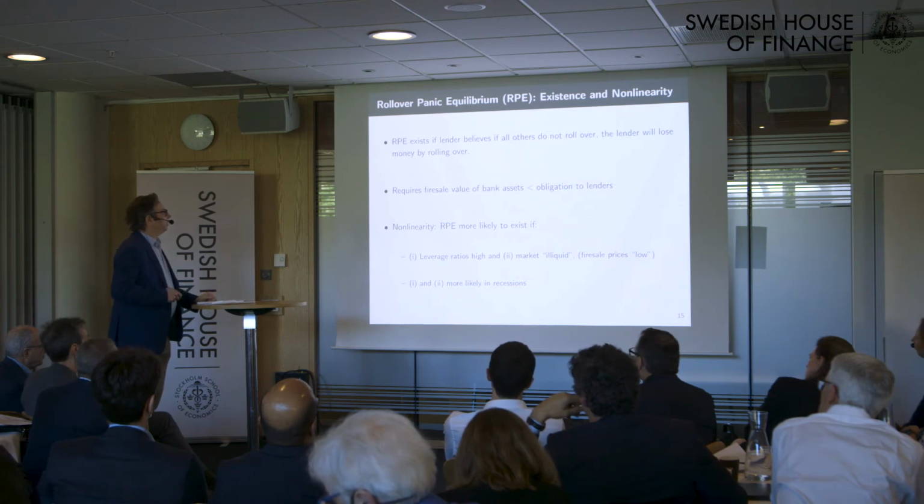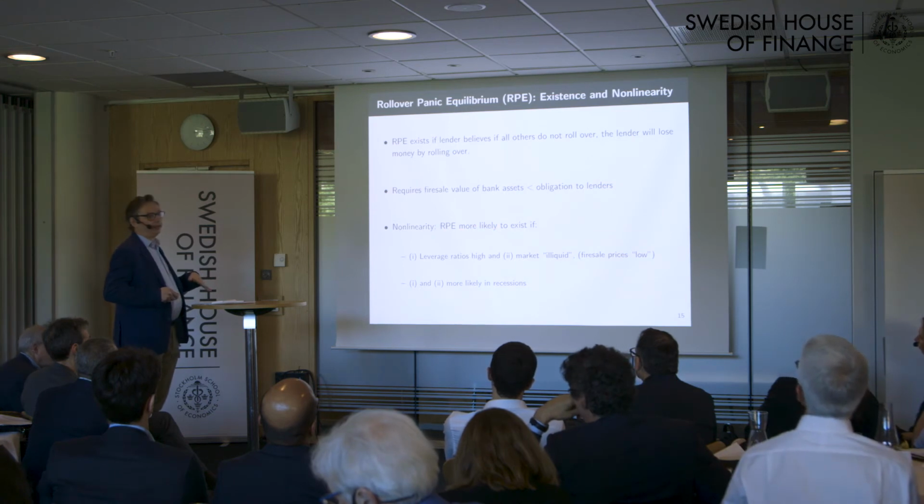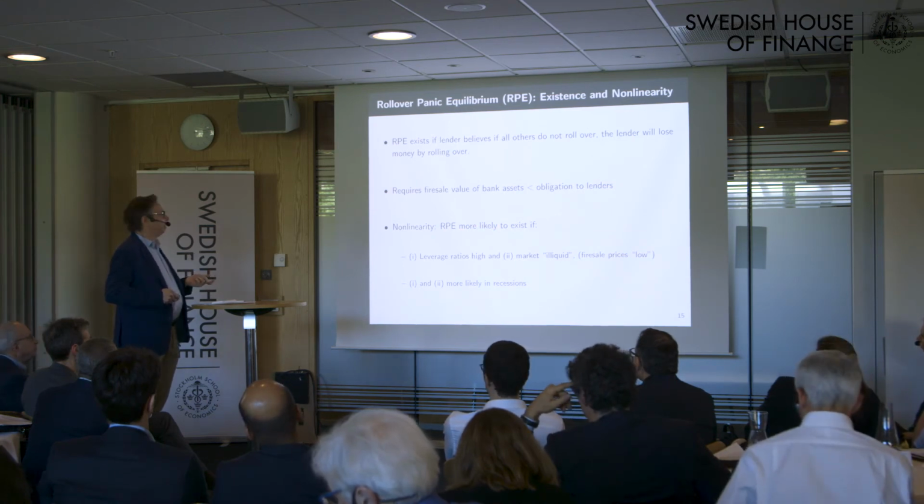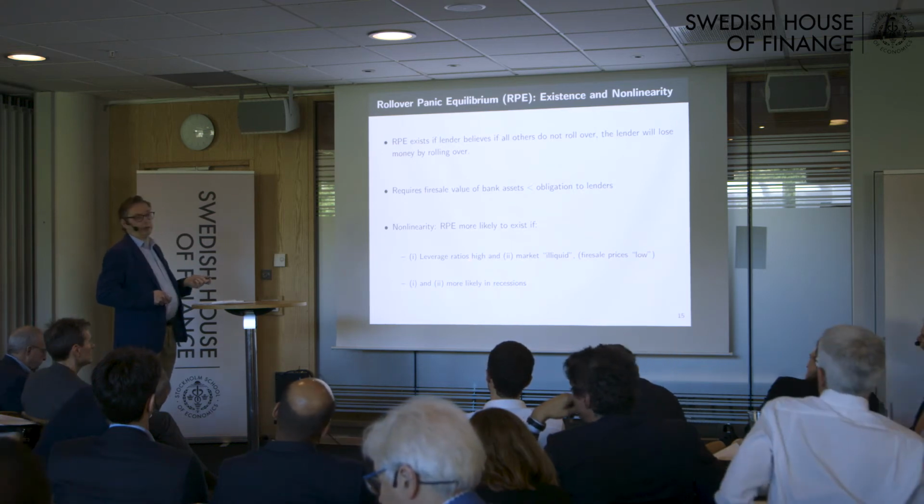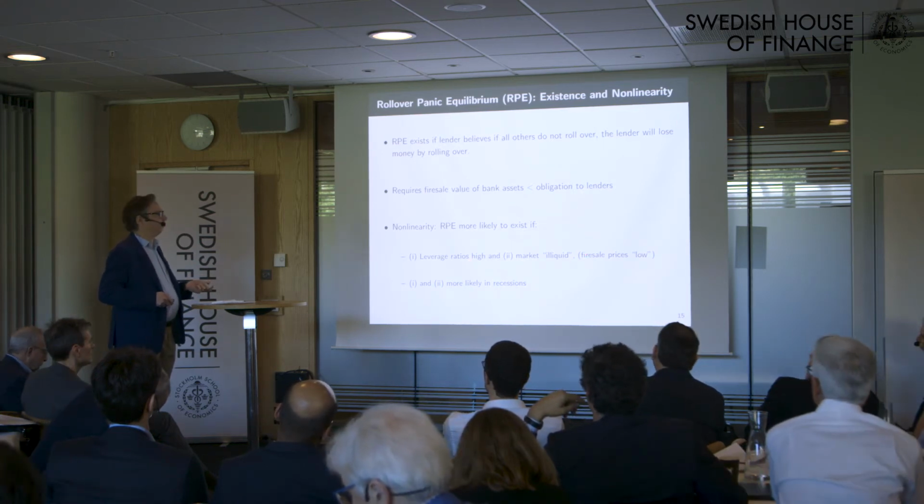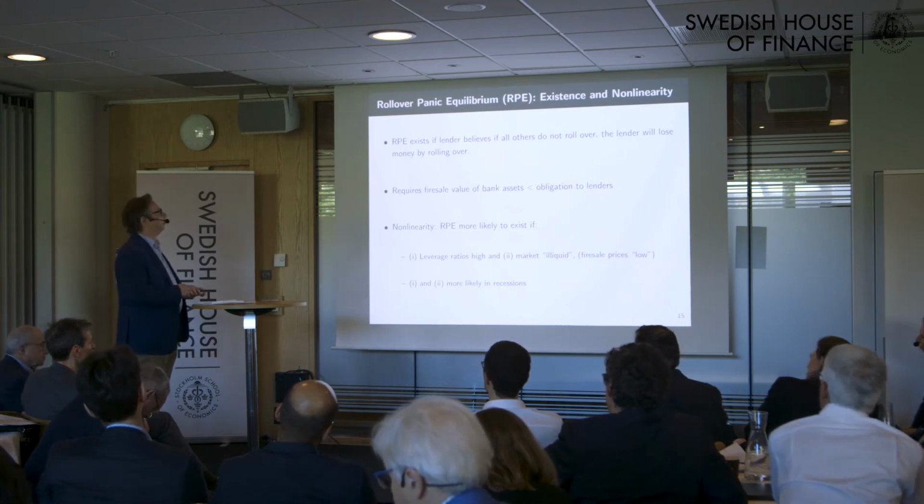So here's where the nonlinearity is going to come in. The rollover panic is going to be more likely to exist as bank portfolios get weak. That is, as leverage ratios get high or the market gets illiquid, that means low fire sale prices. And 1 and 2 are going to be more likely in a recession.